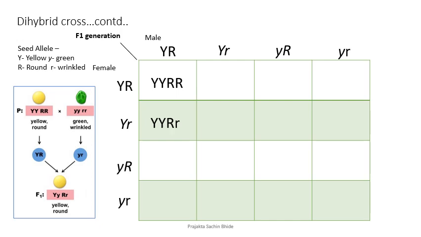Second, both Y's are capital, so yellow again, round. But now it is not homozygous, that's a different condition. Third, capital Y, small y, capital R, again heterozygous, but yet I will get yellow round. And the fourth one, again the same condition.